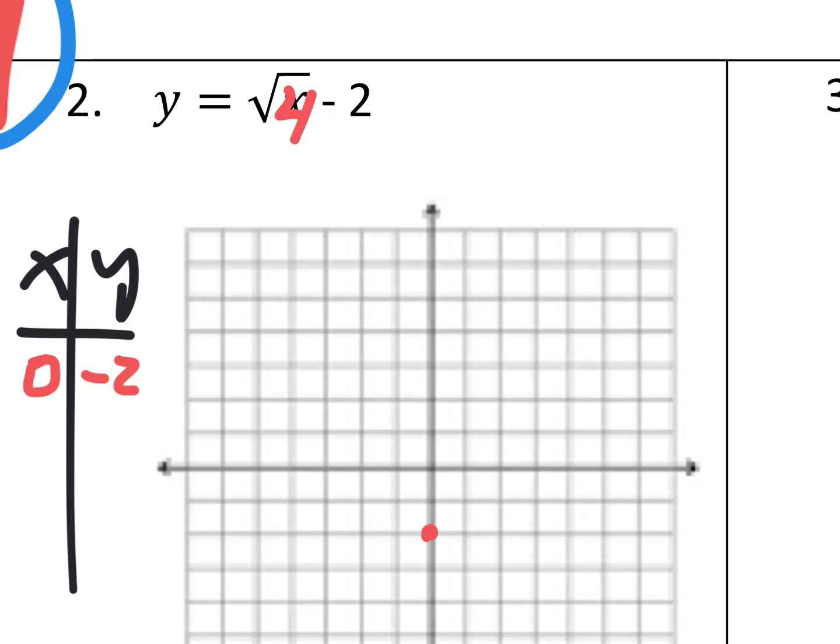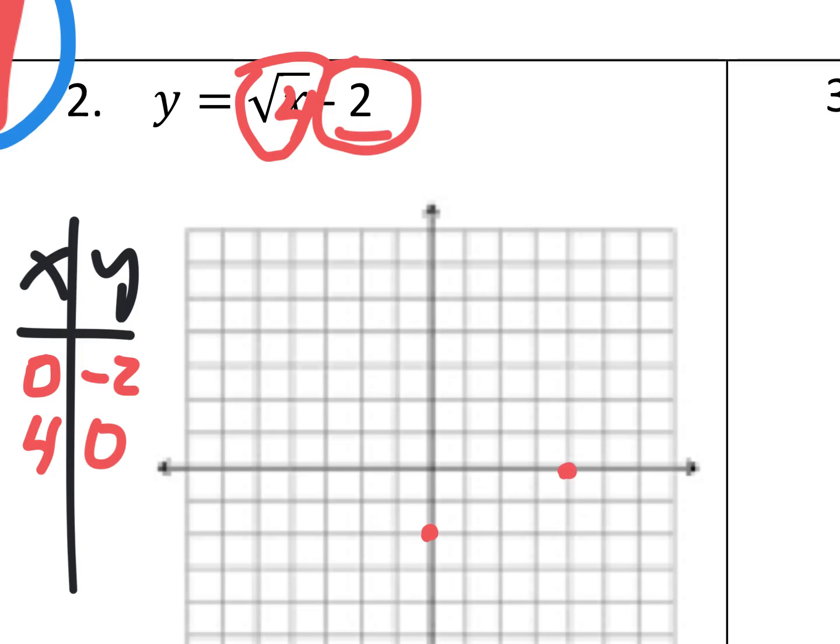4 would work nice because the square root of 4 works nice. What is the square root of 4? 2. And then do the minus 2. 2 minus 2 is? So we put in 4, and now we have 2 minus 2, which is 0. (4, 0) is a point on your graph. So 4 worked because the square root of 4 works.